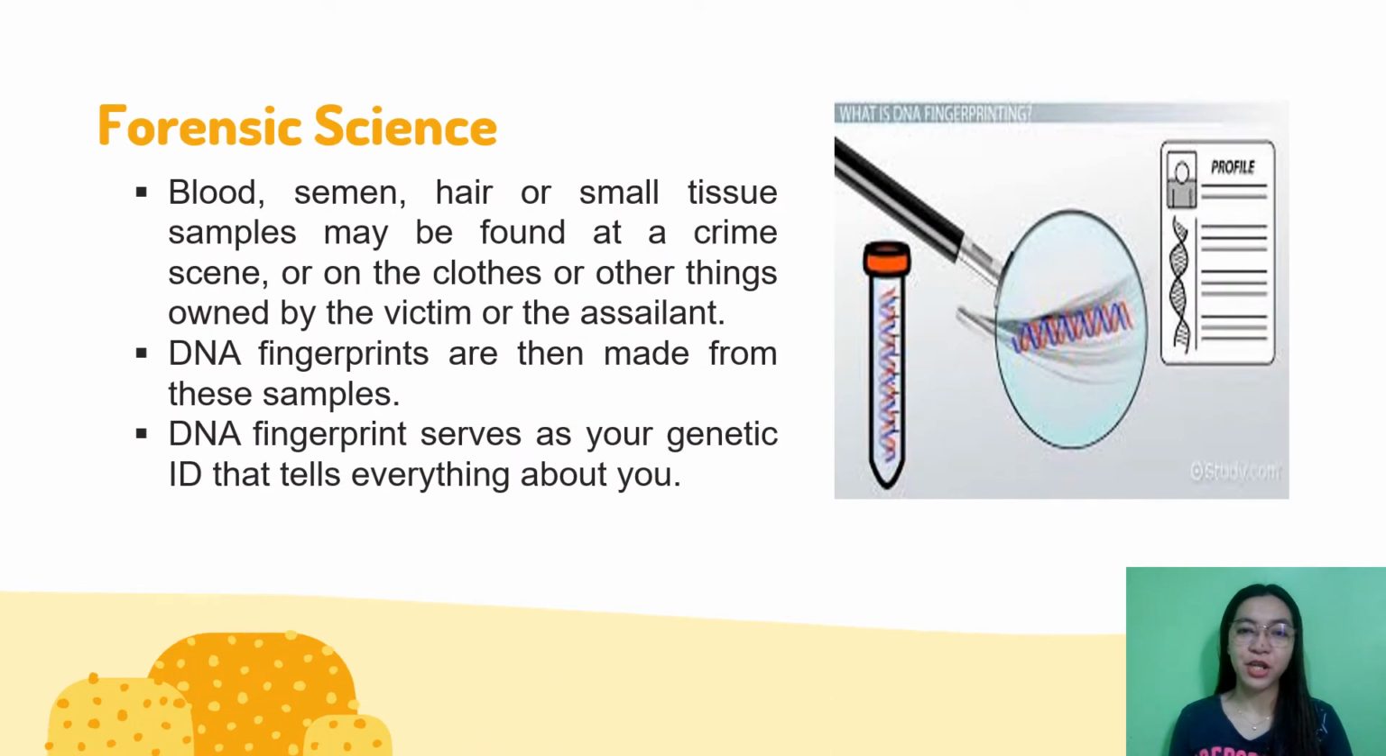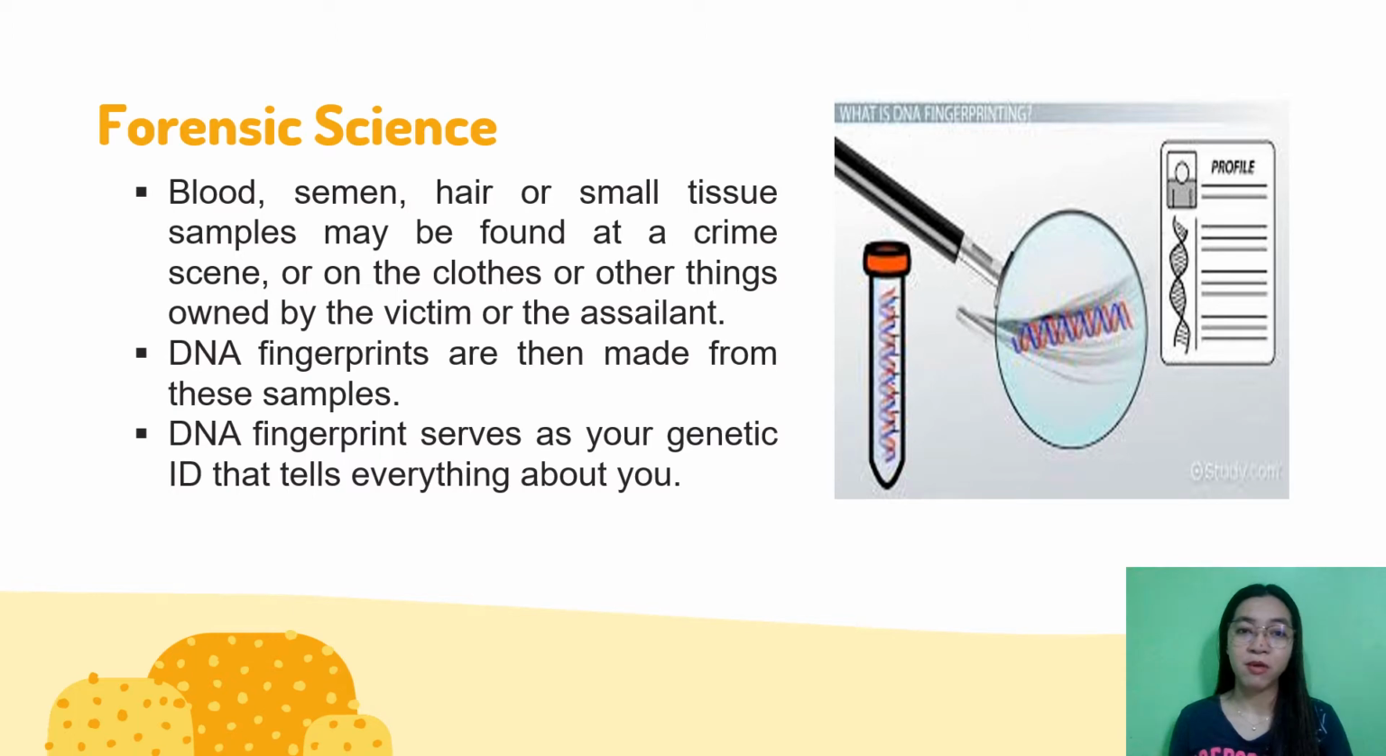One practical application of biotechnology is in forensic science. Do you know what forensic science is? It is the application of science or technology in the investigation and establishment of facts or evidence in a court of law. Blood, semen, hair, or small tissue samples may be found at a crime scene or on the clothes or other things owned by the victim or the assailant. Take note that sometimes these samples are available in small amounts.